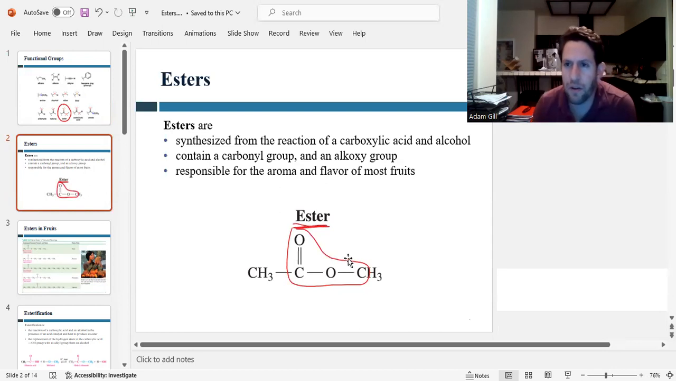And esters are really good smelling compounds for the most part, and they're responsible for the aroma and flavor of most fruits and the aroma of a lot of flowers. Typically, smaller esters are volatile, and so they evaporate easily. And so that's why you can smell them. And because they tend to dissolve in water, that's why you can taste them in your foods.